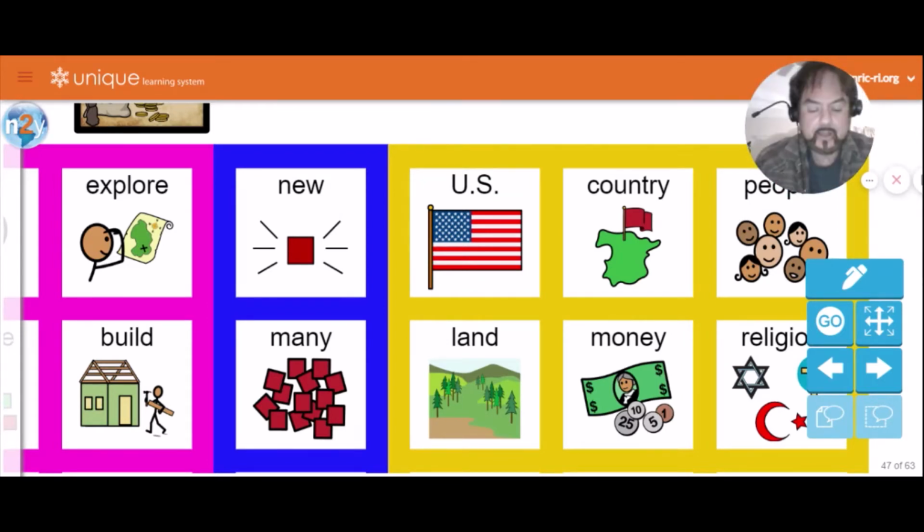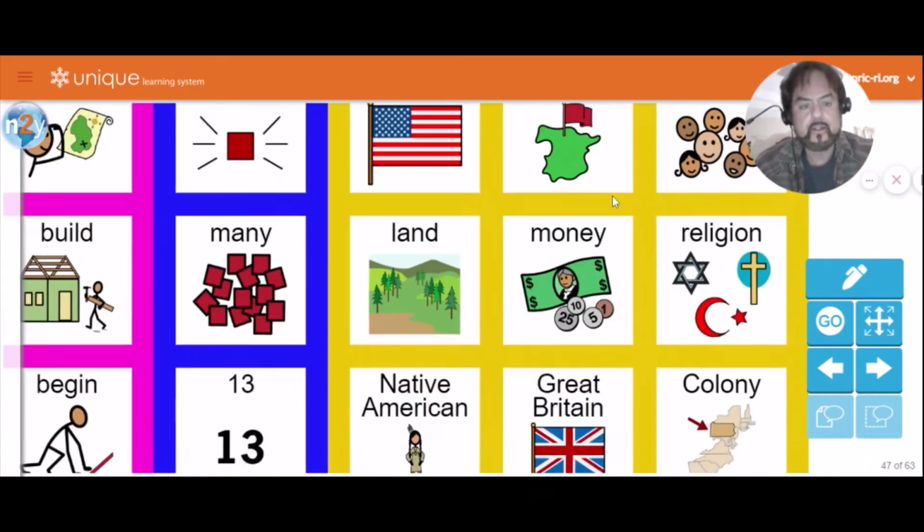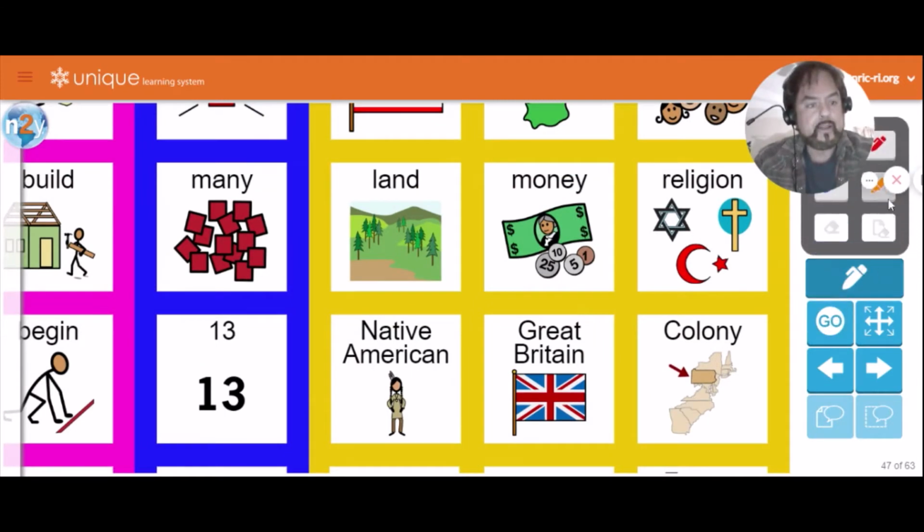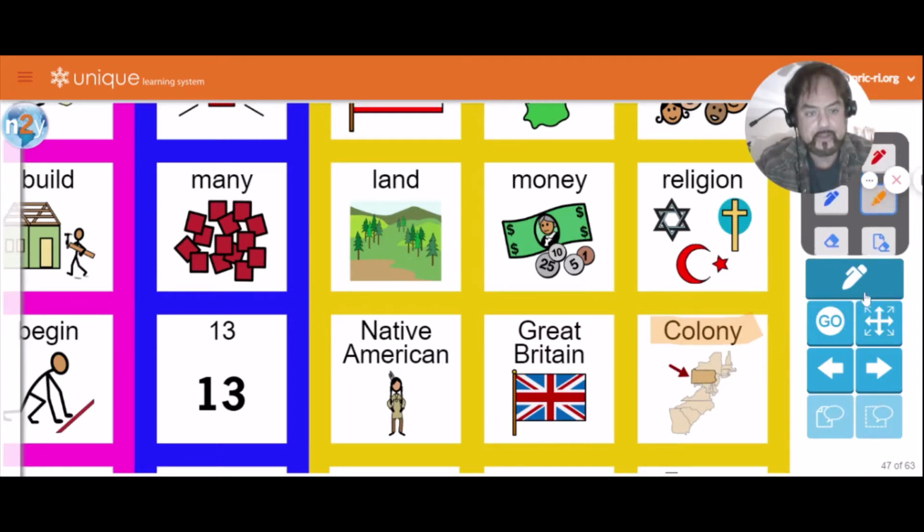Okay, colony. Colony is right here. The 13 original colonies, of which Rhode Island and Connecticut are both part of the original 13 colonies.